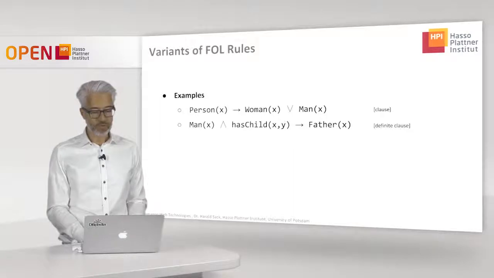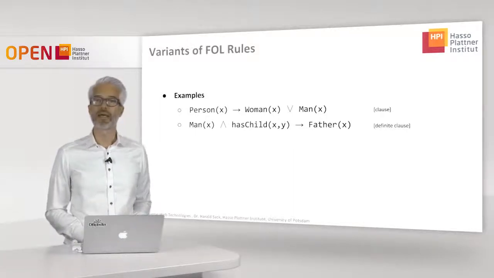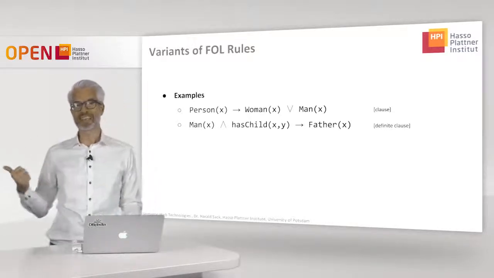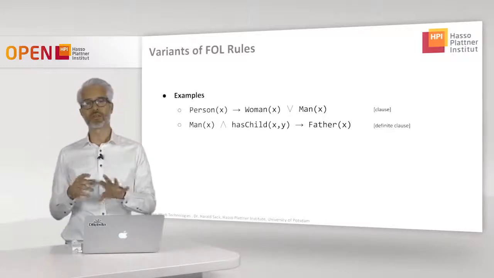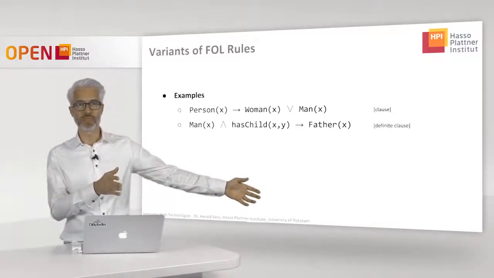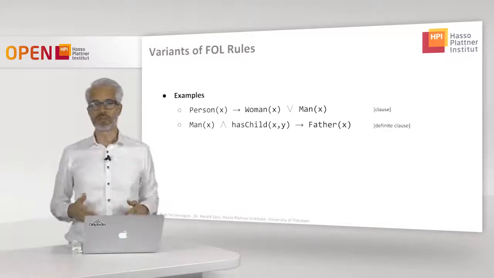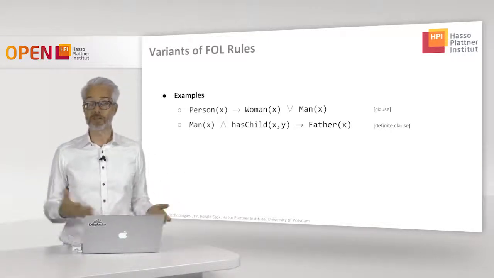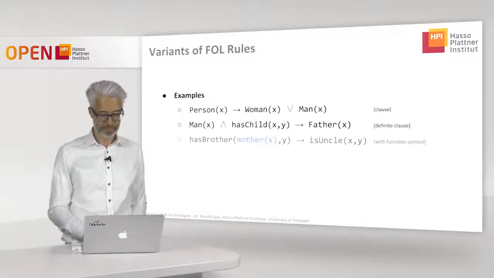Let's look at the next one. We say here, if X is a man and X has a child Y, then X is a father. And this is a definite clause, because we have exactly one non-negated atomic formula within the clausal form of that. In the clausal form, the first part would be negated, so everything which is in the body. Only the header would not be negated, only one element in the header, therefore this is a definite clause. It's also a Horn clause, but it's more special, it's a definite clause.